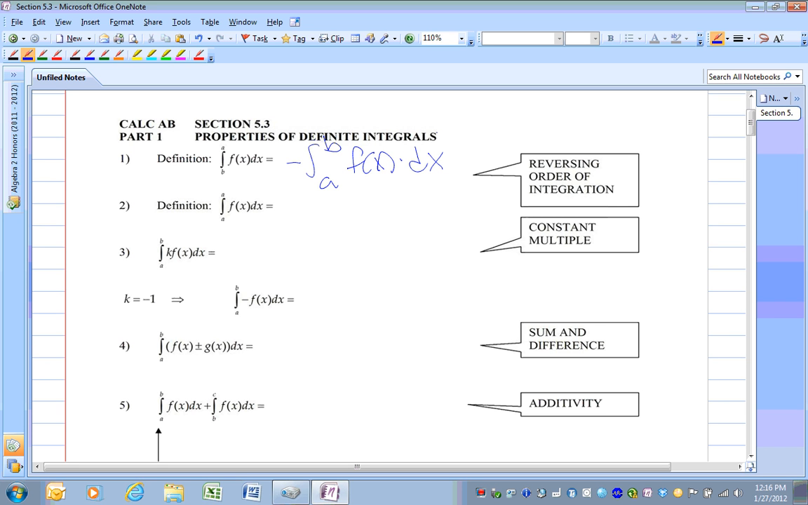Okay. What do you guys think about number 2? If the upper and lower bounds are the same, well, what would your area be? Exactly. 0. Because there would be nothing to find. If we're multiplying by a constant, like k times f of x, can that constant go outside? Yep. Same thing.